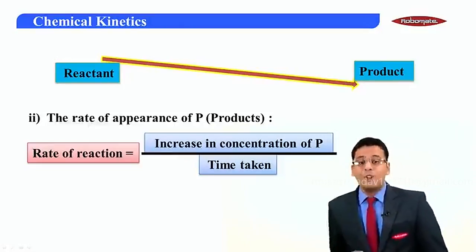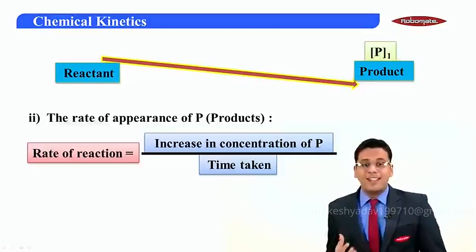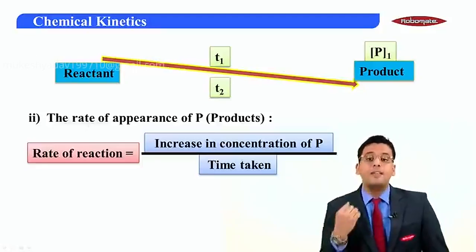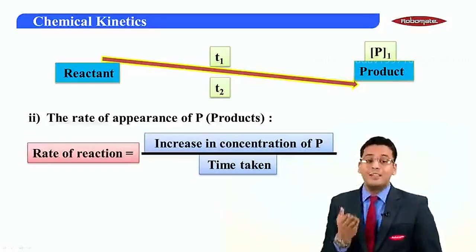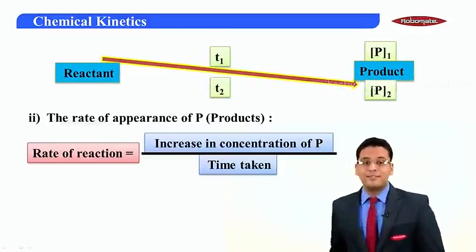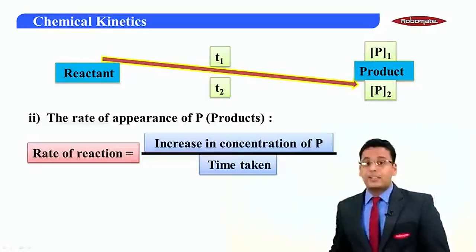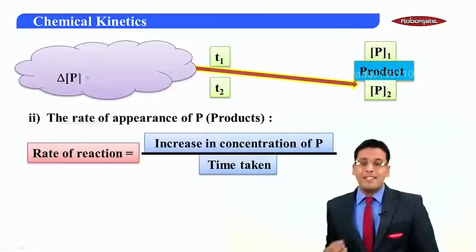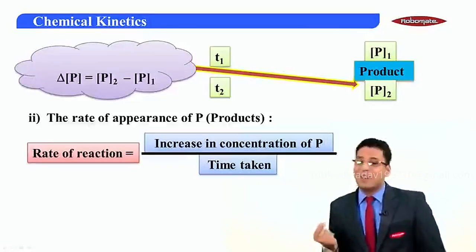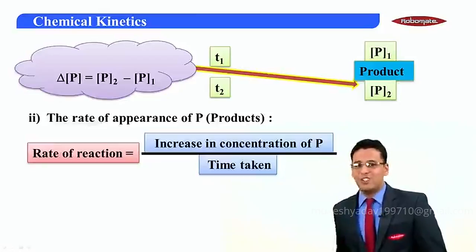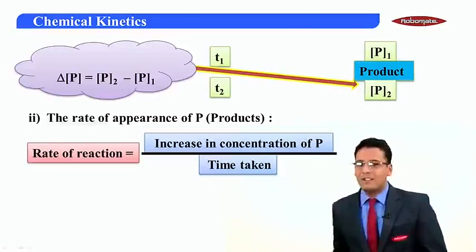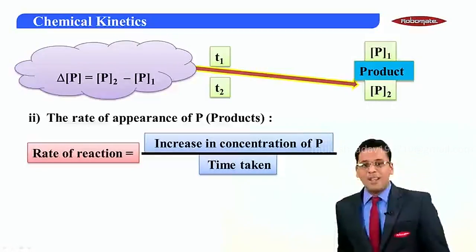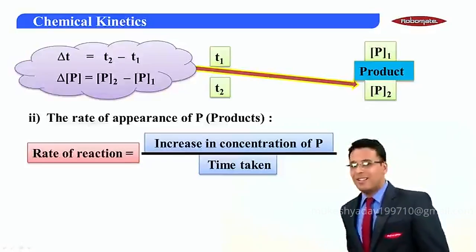Once again, let us say the concentration of products was P1 at time T1. As the time goes on from T1 to T2, this concentration of products is going to increase from P1 to P2. Now here I can say that the change in concentration of the products is nothing but delta P, which is final concentration minus initial concentration. P2, which is more, minus P1, which is less. Also, the change in time can be represented by T2 minus T1, which is delta T.